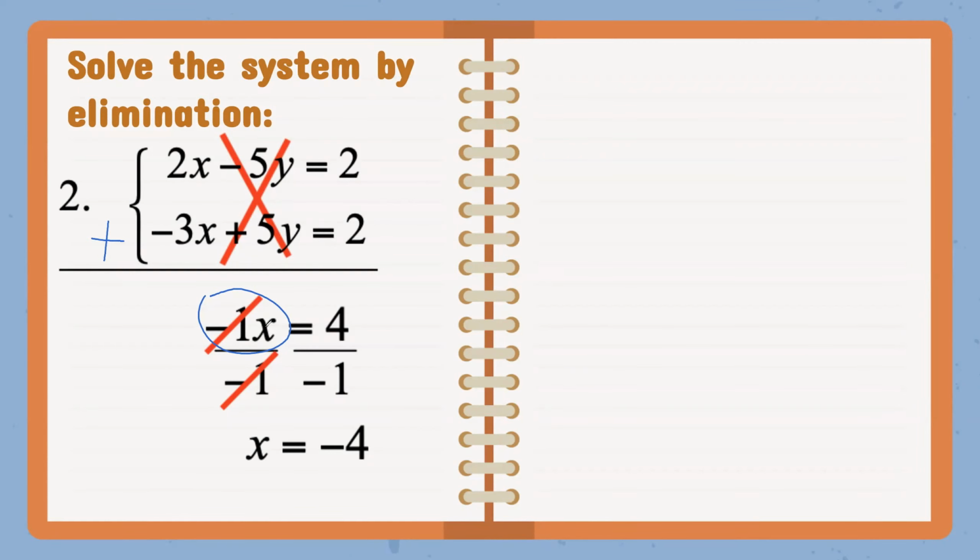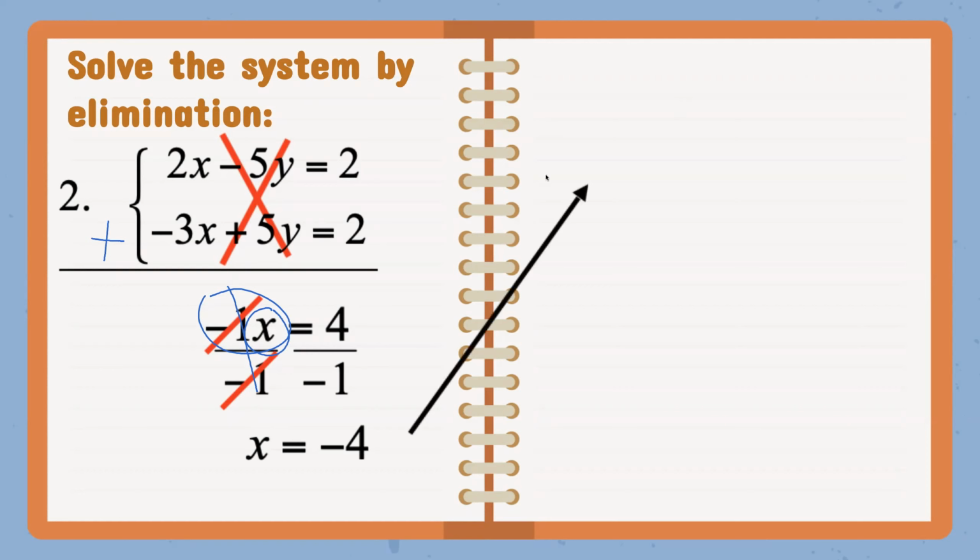Then I want to get the x by itself. So that's why I divided both sides by -1. -1 divided by -1 reduces to just 1. That's why you have a 1x. And 4 divided by -1 is -4. What do we do with that information? We are going to plug it into one of these two equations.